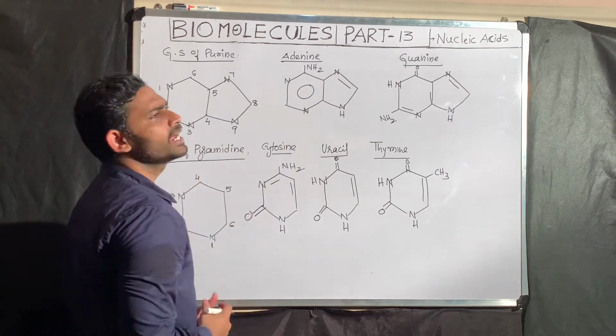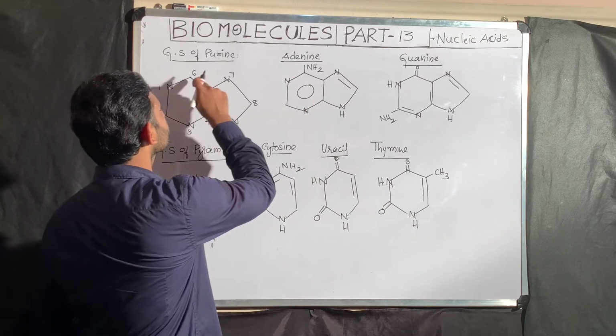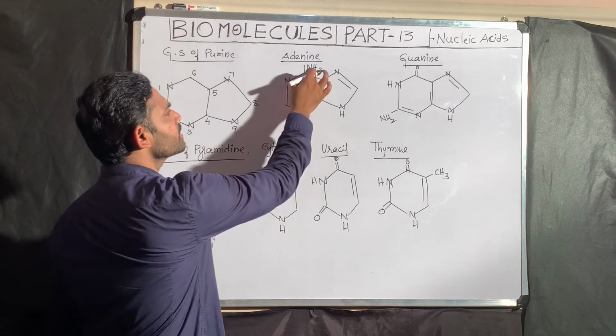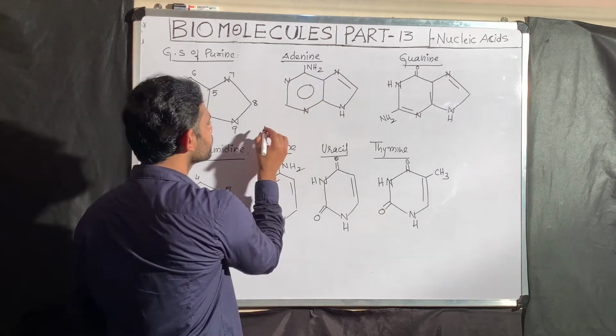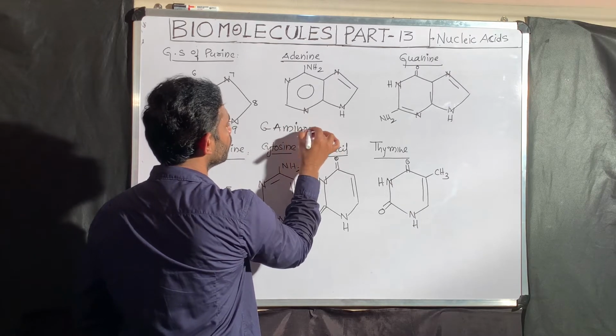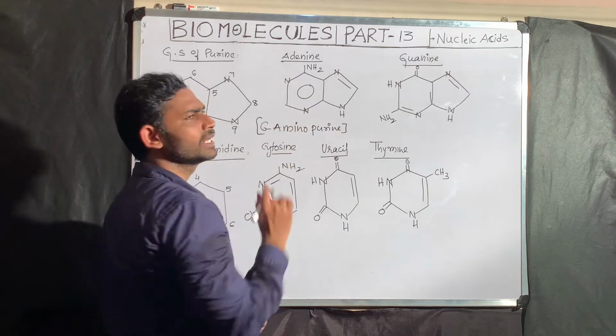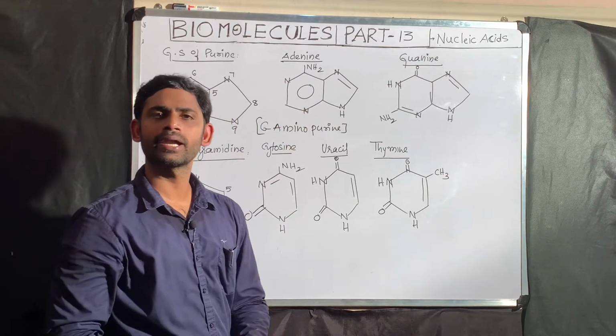Now you are seeing the adenine. What is the chemical name of adenine? This is the sixth position. What is the functional group? Amino group. That is why adenine is called a 6-amino purine. 6-amino purine is nothing but adenine. Like that you need to understand.